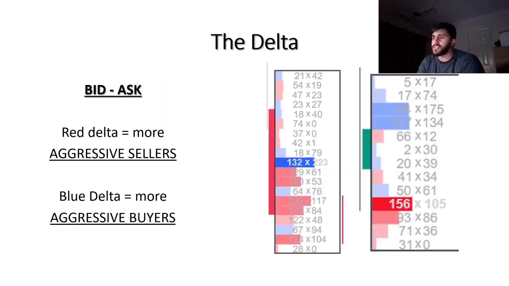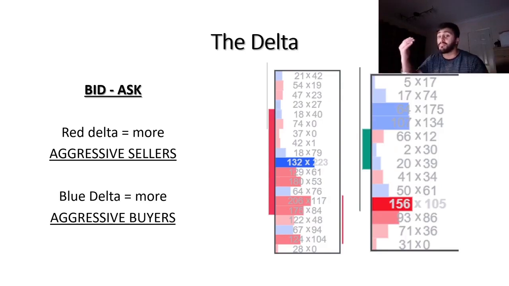The delta is the easiest to understand. The delta is the bid minus the ask, a simple subtraction equation. So red delta represents a negative delta. So there's more aggressive sellers than there are aggressive buyers. There's more sellers than there are buyers in the present moment. That's simple to understand. Red represents more selling. Quite intuitive. Now blue is the opposite.